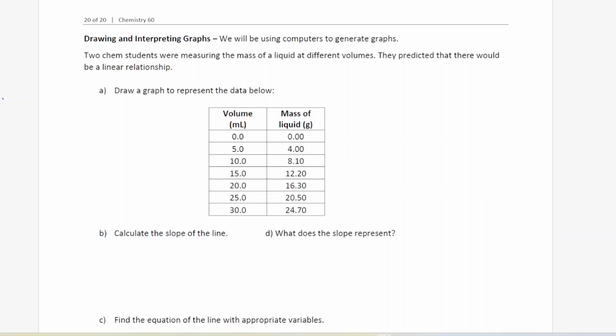So the last thing that we're going to do in this video is make sure that you can not just interpret graphs, but you can also draw graphs. So I'm going to show you how to computer generate a graph. If you already know how to do this, you could probably just not watch the last part of this video.